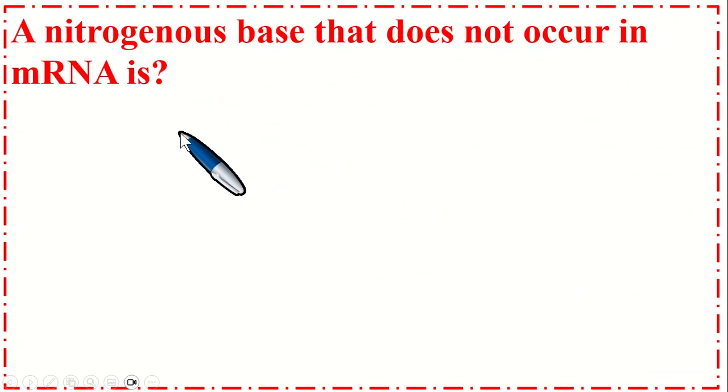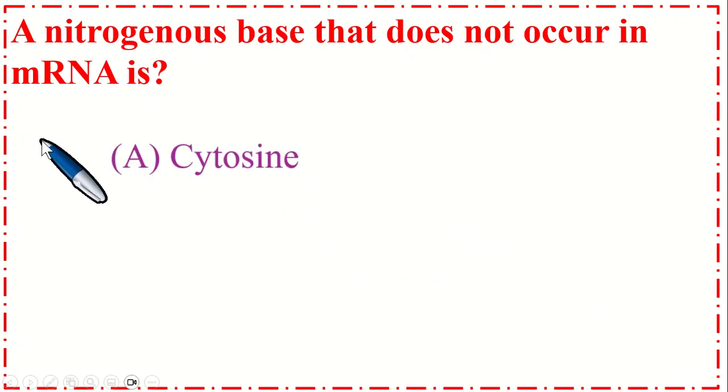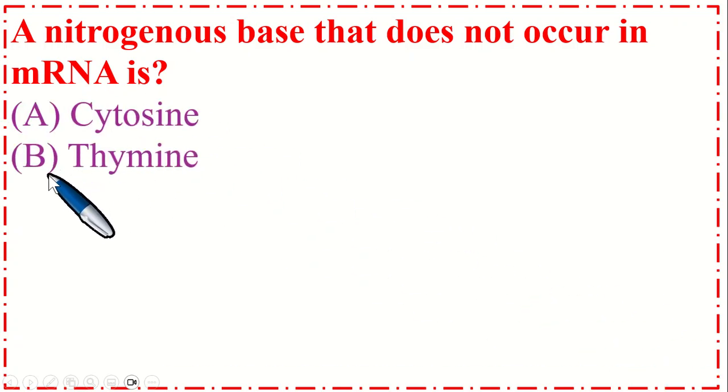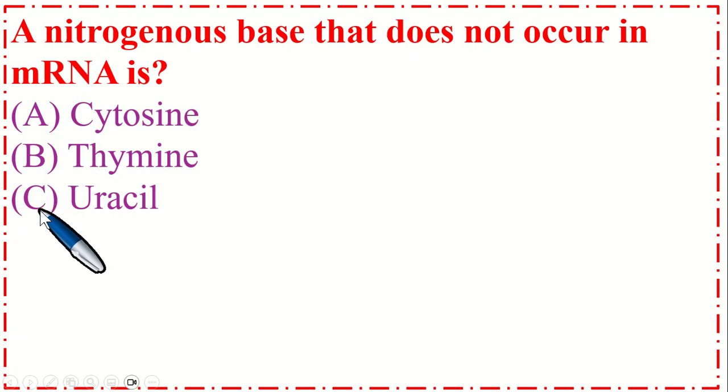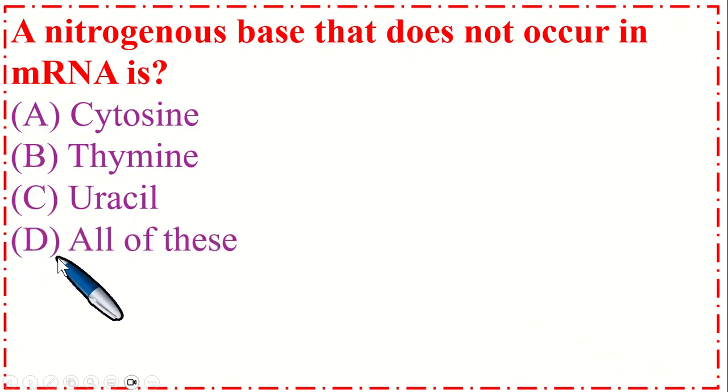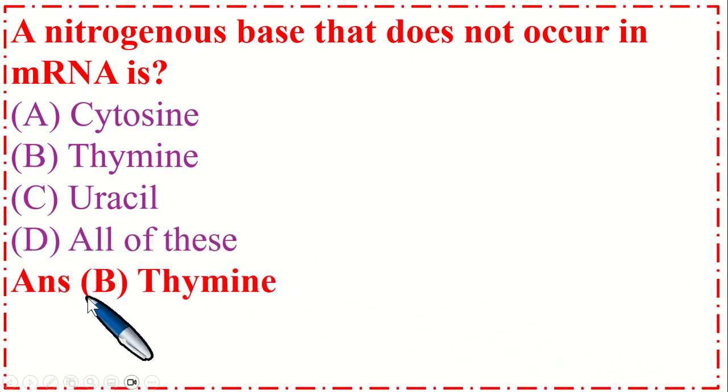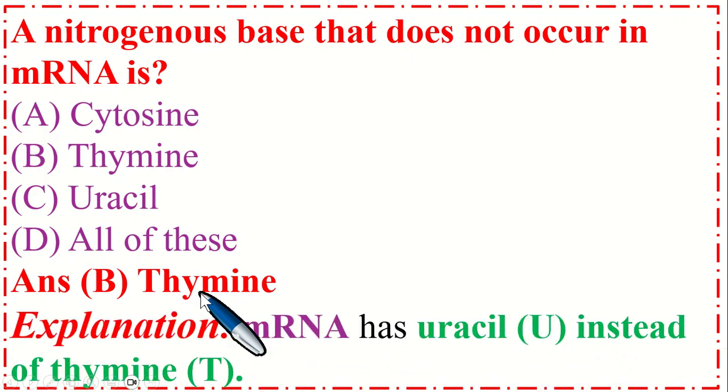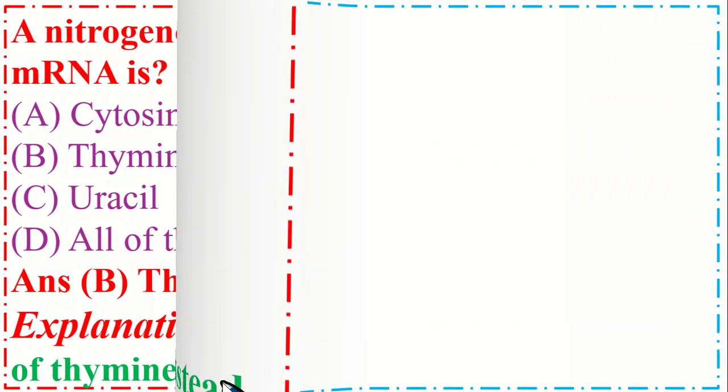So this is a very important MCQ. A nitrogenous base that does not occur in mRNA is: option A, cytosine; B, thymine; C, uracil; and option D, all of these. So the correct option is B, thymine. mRNA has uracil instead of thymine.